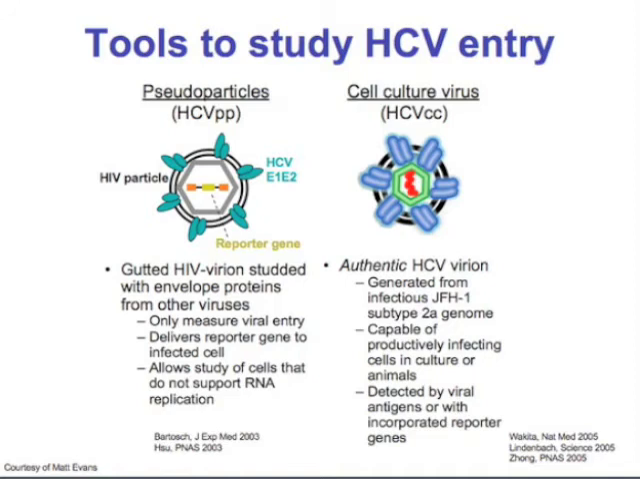The other tool to study HCV entry is the actual virus, this cell culture-derived virus called HCVcc. So this is the authentic HCV virion, and it's generated from the infectious JFH1 subtype 2a genome.